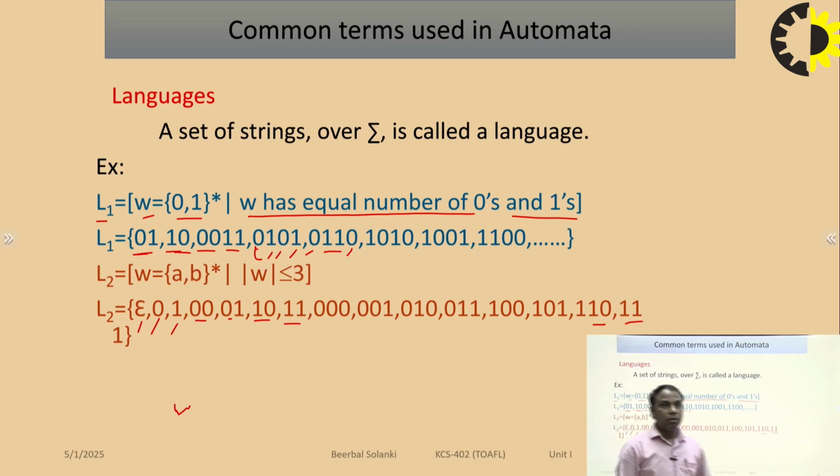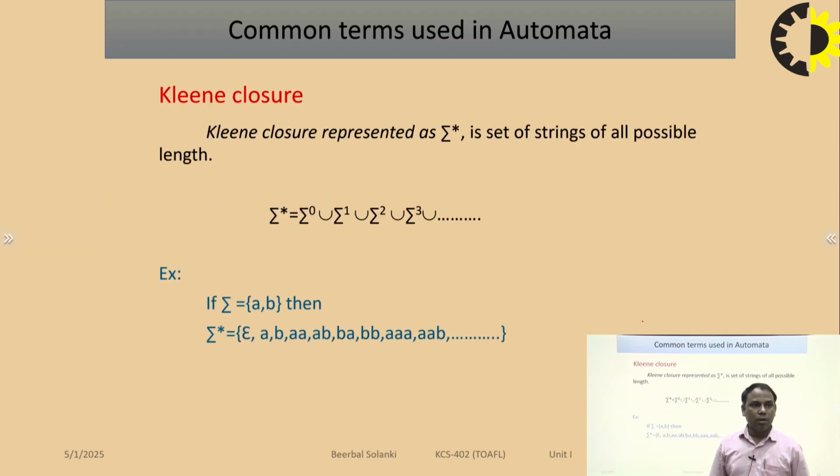So this is how to represent a language in the form of strings. A language is a set of strings. Now we define the Kleene closure. It is a very important terminology used in TAFL. Kleene closure is represented as sigma star.